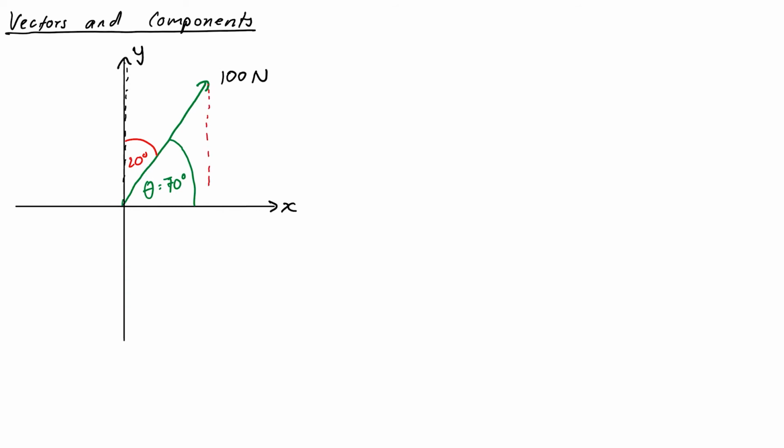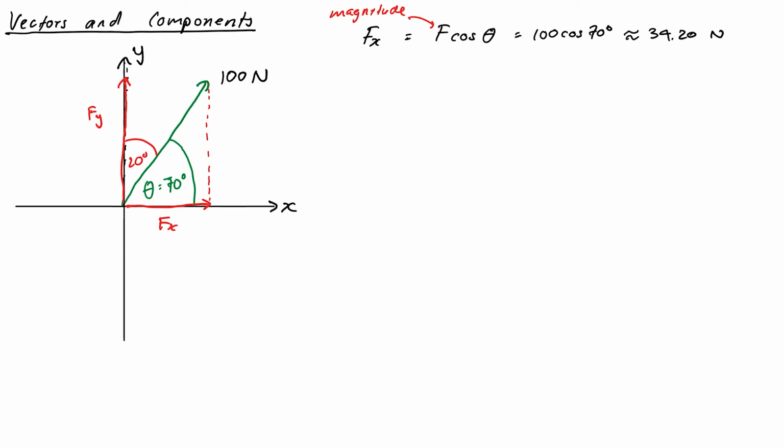So my horizontal component, which I'll call Fx, will just be my magnitude F times cosine of theta, it's the angle we just figured out. So that'll be 100 cosine of 70 degrees, which will be about 34.20 newtons. And my vertical component, well, that will be Fy, which will be F times sine theta, which will be 100 times sine 70 degrees, which is about 93.97 newtons. So those numbers look about right.